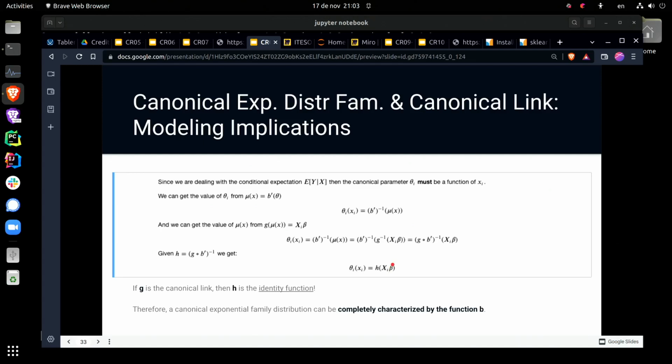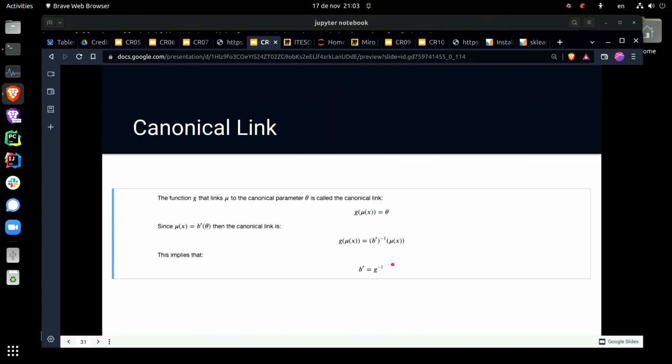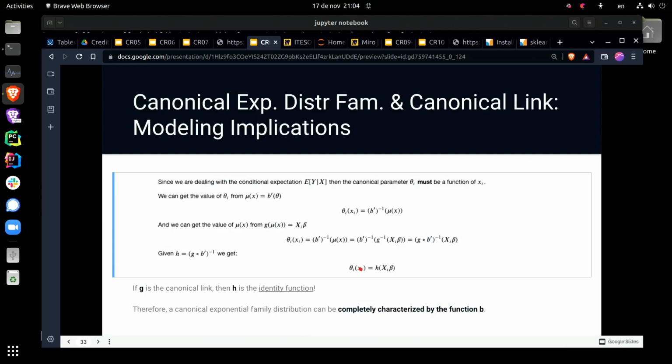Now there's something interesting in this approach, because we know that if we use the canonical link, if we use this definition for the canonical link, the inverse of g is equal to the first derivative of b. So here we have the first derivative of b. Therefore, if we were to use the canonical link, we should be able to replace this value by the inverse of g. And the composition between a function and its own inverse is equal to the identity, right? And the inverse of the identity is the identity itself. Again, that's the actual definition of an identity function.